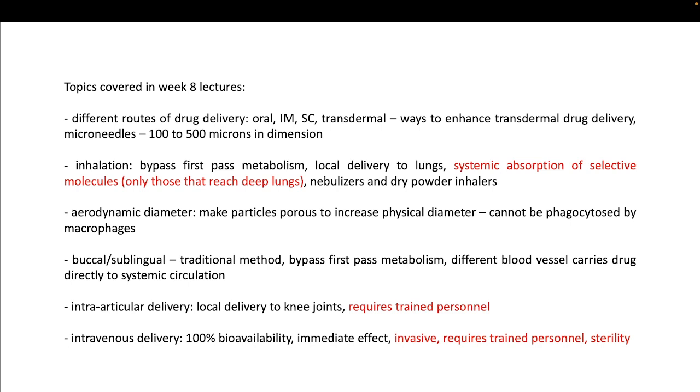So all of these points were covered in the lecture. With this basic information, we can start with the assignment. Anybody has any doubts?